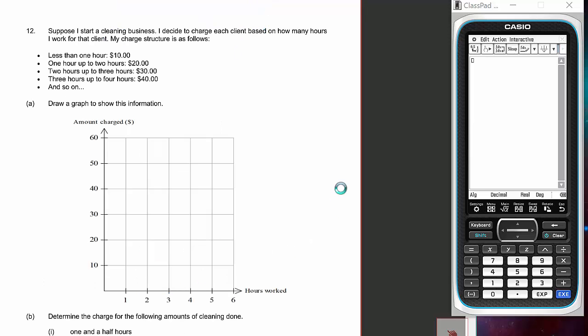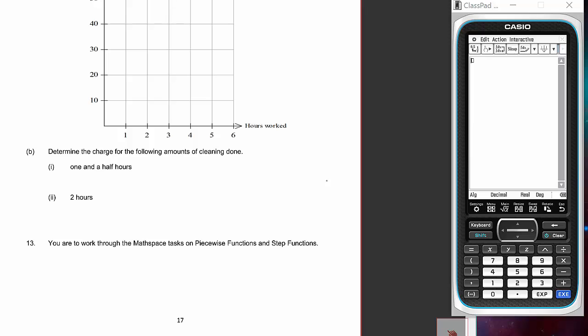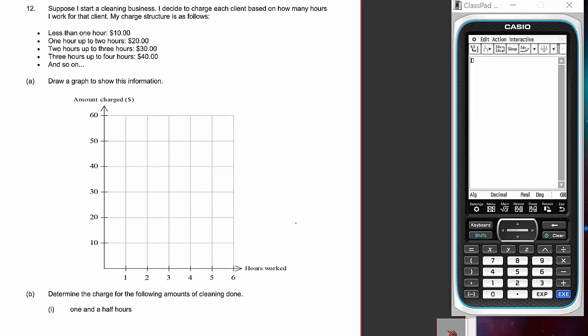Okay, so last question, which is a good job because I've got a class coming in a minute. So, suppose I start a cleaning business. I decide to charge each client based on how many hours I work for that client. My charge structure is as follows. Okay, so this is a step function. So less than 1 hour is going to be $10. So it's less than, so that one is the 1 hour up to 2 hours.